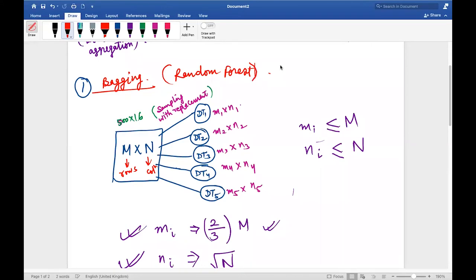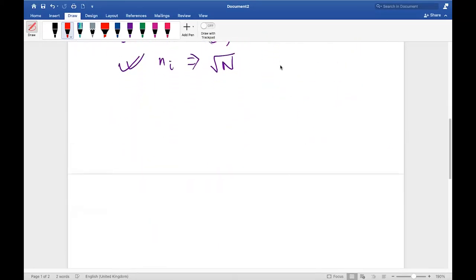As the name suggests, what is a forest? A collection of trees. As we know, a forest is basically a collection of trees, made up of trees. So let's talk about random forest.